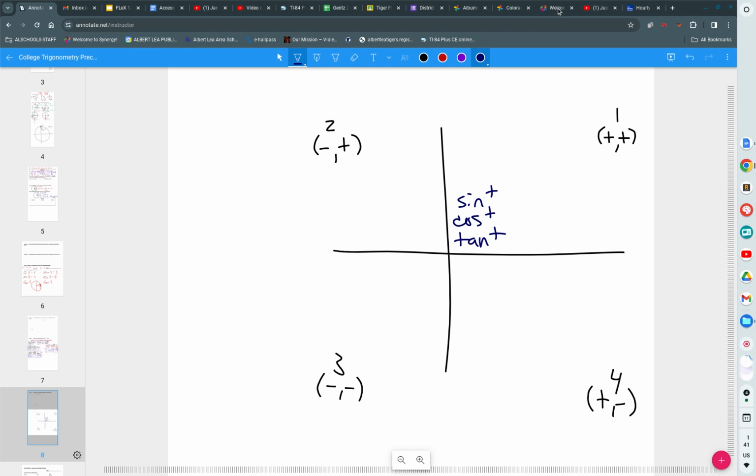What about quadrant 2? Will any of them stay positive in quadrant 2? Why will sine stay positive? Because it's the y value. Sine is positive in quadrant 2. Notice that since cosine is the x value, cosine is negative. Will tangent be positive or negative? Because you divide the 2, you get tangent is negative.